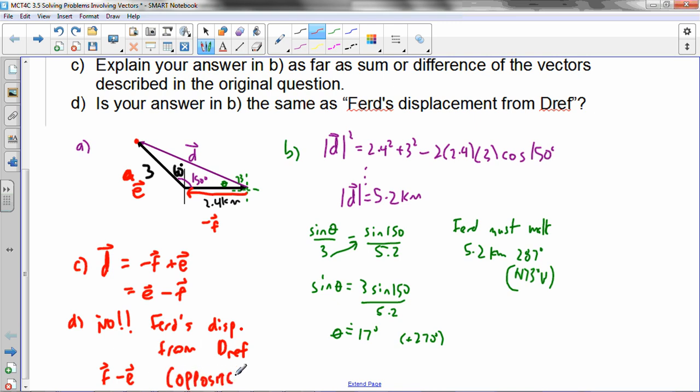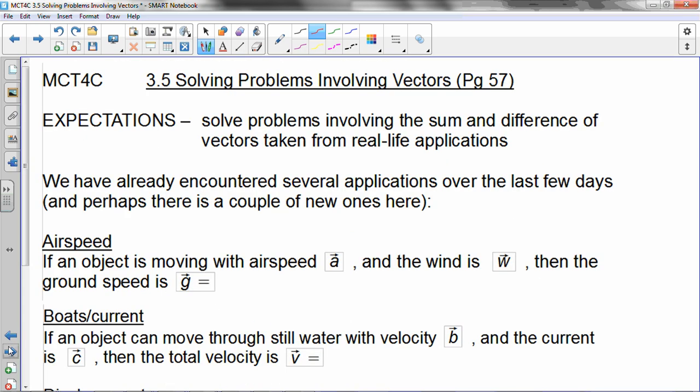And these are the types of problems we're up against today, and we've been doing these this whole unit. We've got a whole bunch of them that we've already encountered, and maybe some new ones. Solve problems involving the sum and difference of vectors taken from real-life applications.